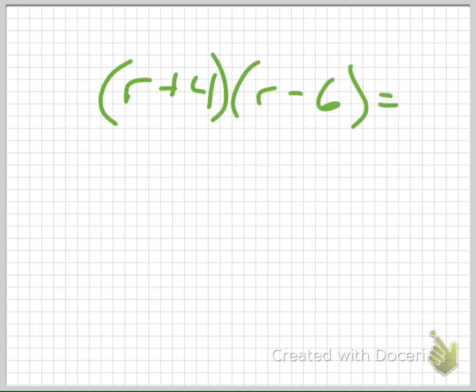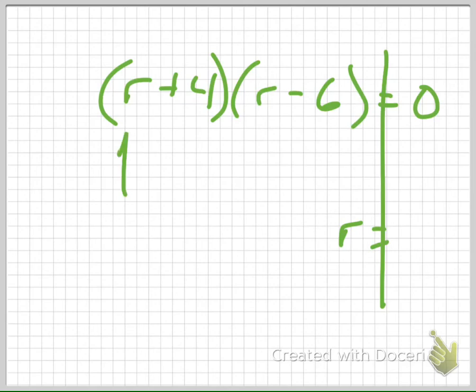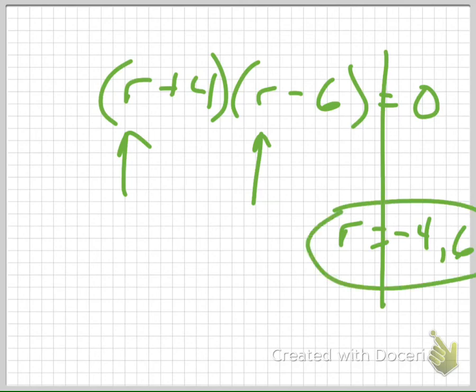If in the end you end up with r plus 4 times r minus 6 equals 0, if you end up with that after you factored it, what's the solution? What is the solution, people? It's r equals, what would make this be 0? Negative 4. What would make this be 0? How hard is that? Let me give you another one to make sure you get this.